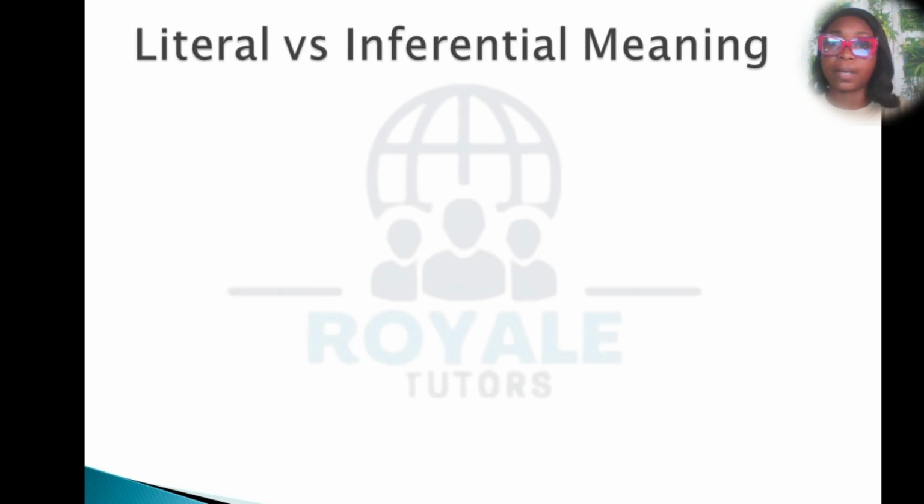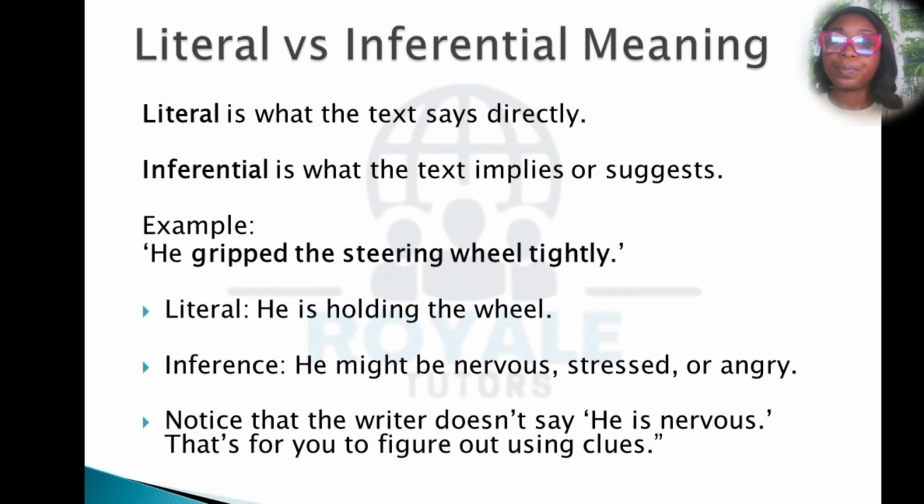Let's go on from there. Now we're going to look at the difference between literal and inferential meaning. Literal meaning is what the text says directly, what is stated out, what you can see at first glance. That's what literal meaning is. But inferential meaning is different. It is what the text implies or suggests.